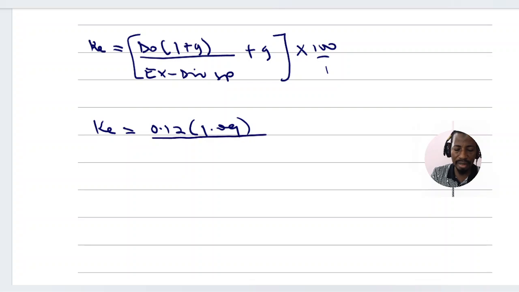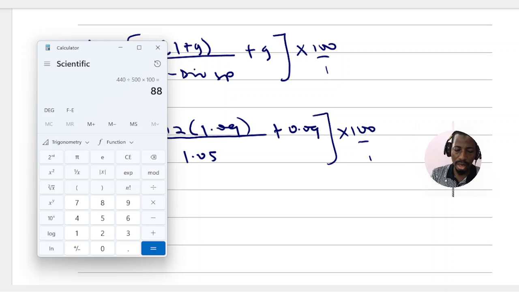The ex-div share price is 1 naira 5 kobo. Okay, 1 naira 5 kobo plus the growth rate of 9%. Then all of this multiplied by 100 over 1. So bring out the calculator. I would then say 0.12 multiplied by 1.09, equal, then divided by 1.05, equal, plus 0.09, equal, multiply by 100%, equal. That's 21.45%.